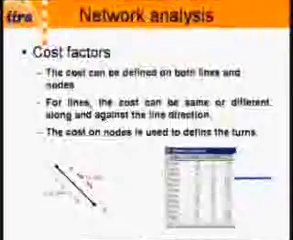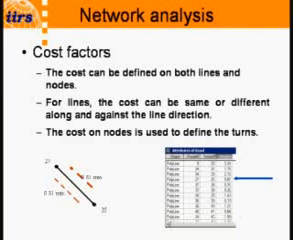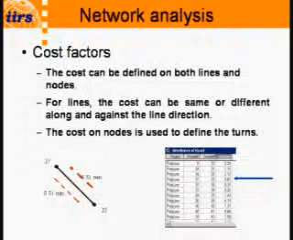Then we have cost factors. The cost can be defined on both lines and nodes. For example, from point 27 to 35 it is taking 81 minutes, and from 35 to 27 it is again taking the same. You can apply the same number, so that going and coming you give the same weightage. For a line, the cost can be the same or different along and against the line direction.